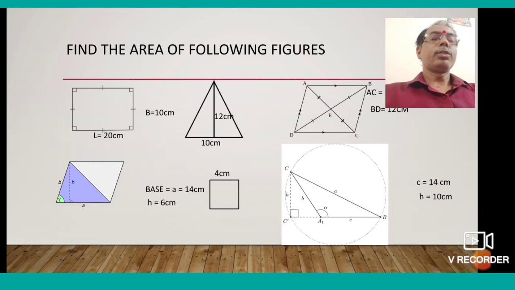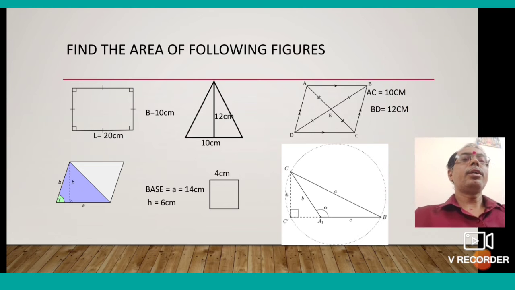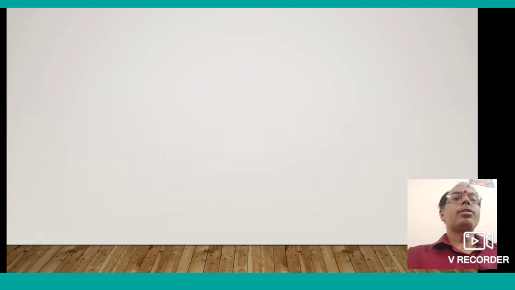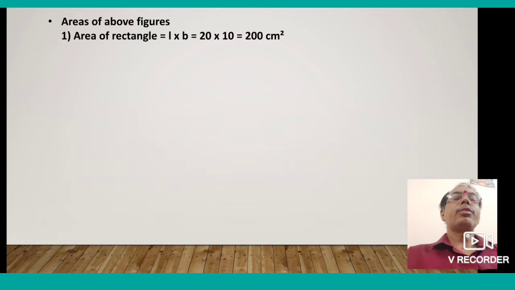So just observe this obtuse angle triangle. The height is outside of this triangle, whereas in an acute angle triangle the height is inside of the triangle. Just remember that point. And then next, see one by one the areas of the above figures.